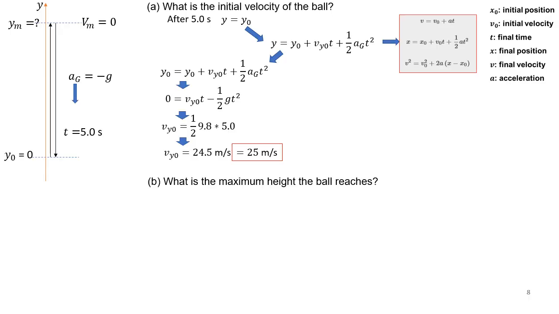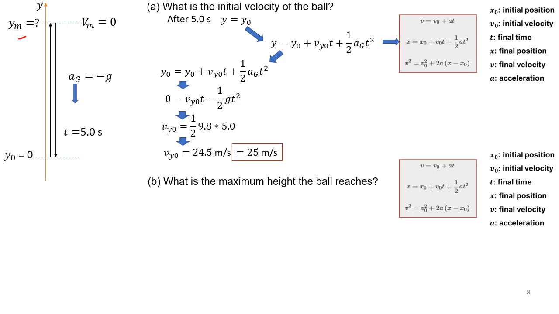What is the maximum height the ball reaches? So we need to find ym. To find that, again we resort to these equations. The last equation we can use, because we know the final velocity, initial velocity, and also the acceleration. The only thing we need is y0, the initial position. Writing in terms of y, this equation becomes vm square, the final velocity square, is equal to vy0 square, initial velocity square, minus 2g, g is the acceleration, times ym minus y0.